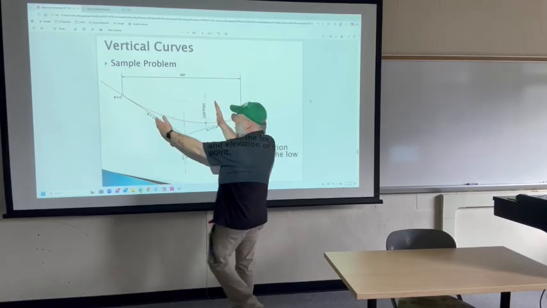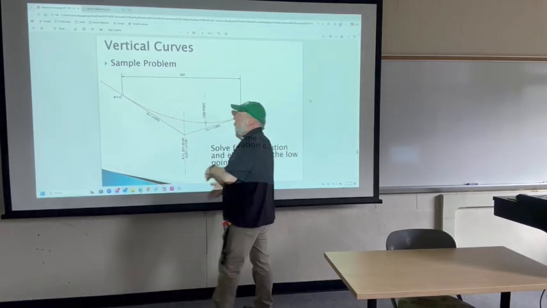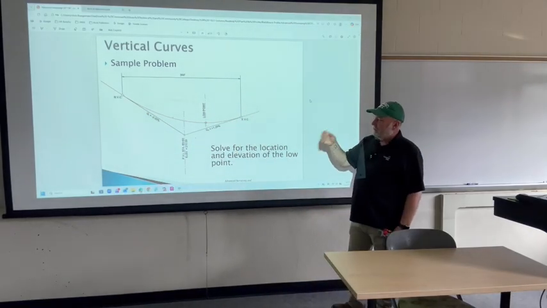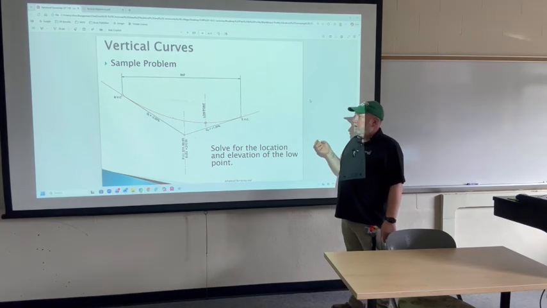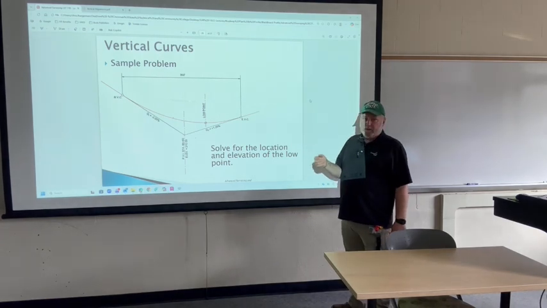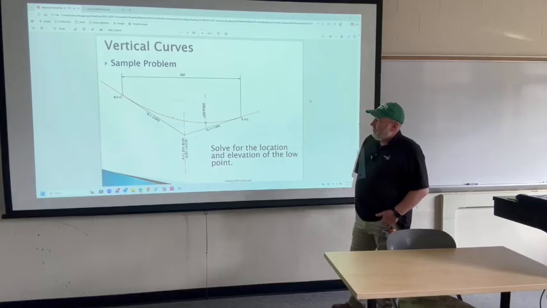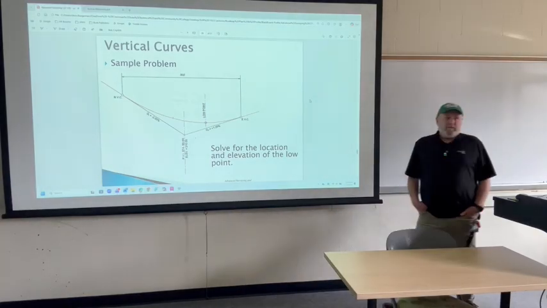That equation is going to solve for this horizontal distance. Then you could throw that into the quadratic equation. We know the BVC elevation. We know our X. We know our R because we've calculated that already. And we would determine what the elevation is at that low point from there.